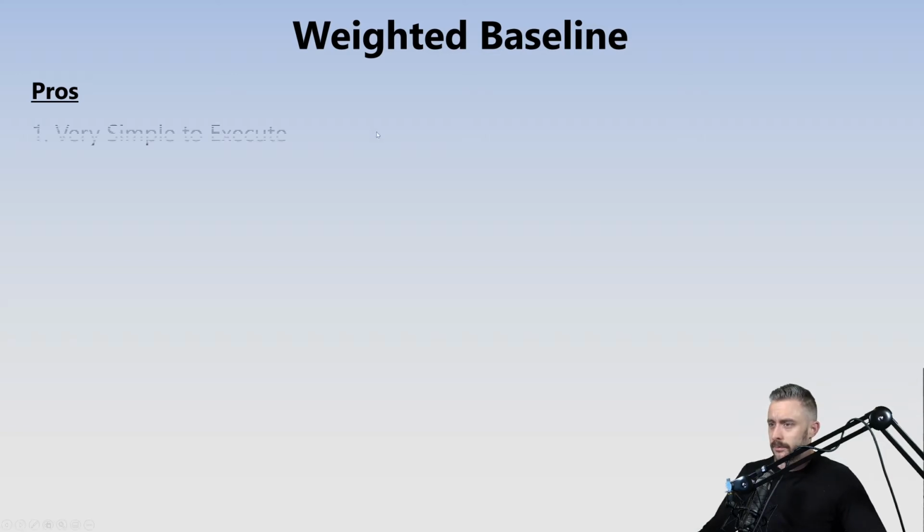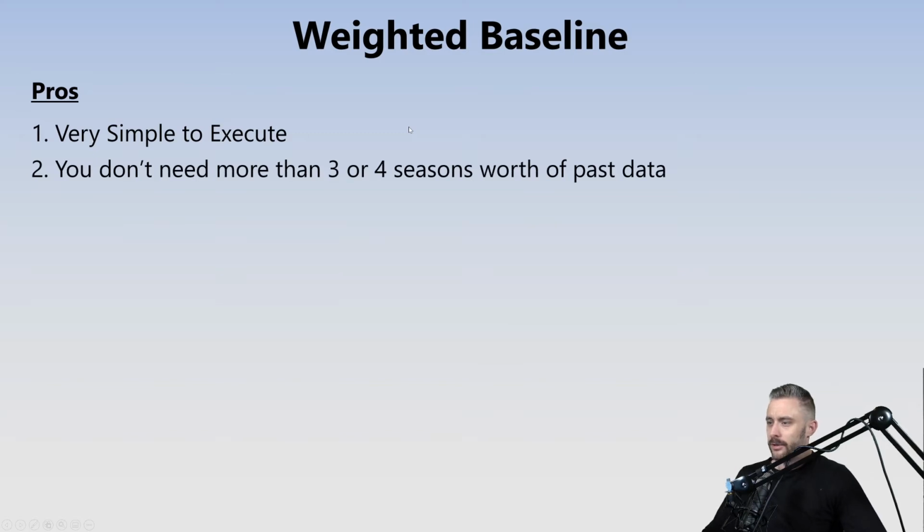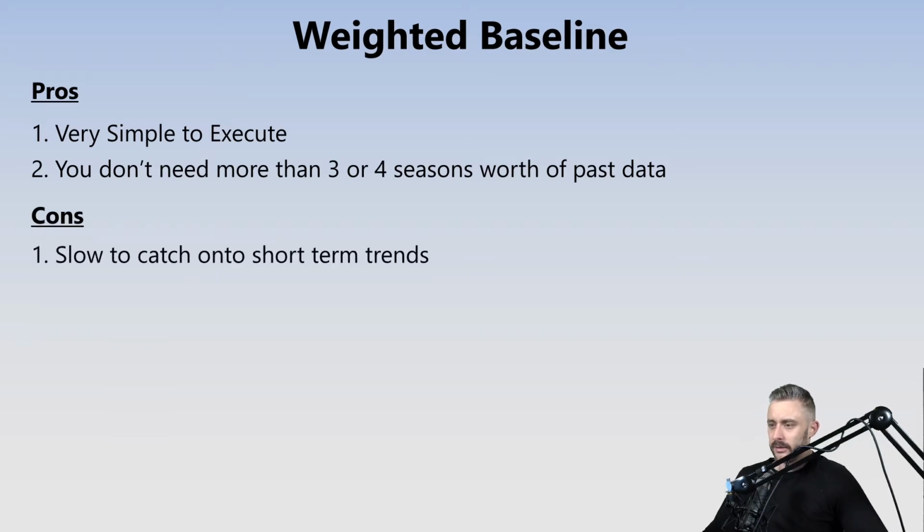Now the pros, it's very simple to execute. It's not hard to do a 4-year weighted average. You don't need a lot of math skills to do that. You don't need a lot of fancy software or anything like that. And number 2, you don't need more than 3 or 4 seasons worth of past data. You don't really need to go back that far. But the cons, it's slow to catch on to short-term trends. So if a player gets off to a bad start or gets off to a hot start, the weighted baseline is going to be slow to catch up to that.